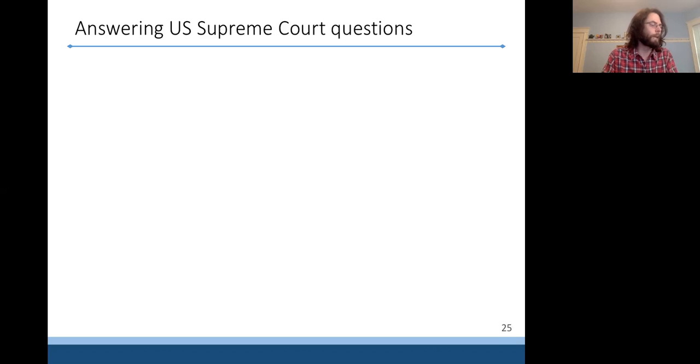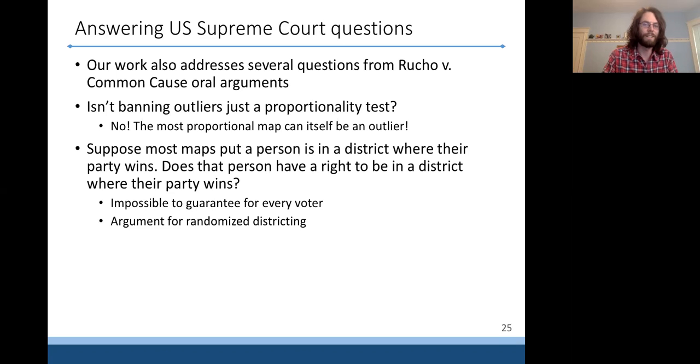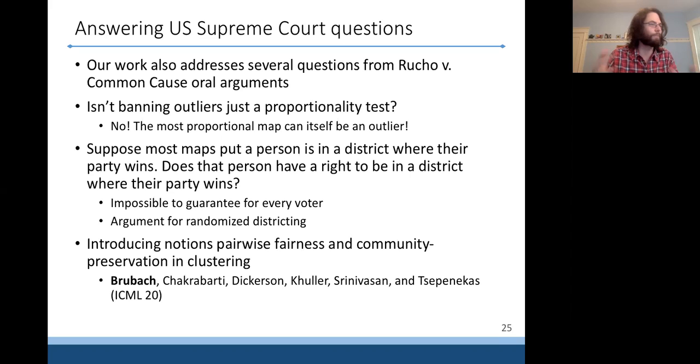So just to wrap up here, I know we're running out of time. We also addressed some questions in the Supreme Court case. Is banning outliers just a proportionality test? I want to say emphatically no. Contrary to what some Supreme Court justices believe, you can actually find situations where the most proportional map is itself an outlier and would be banned by this rule. So I think that invalidates it from being a proportionality test.